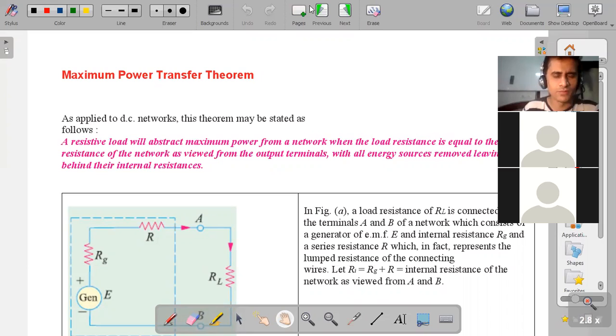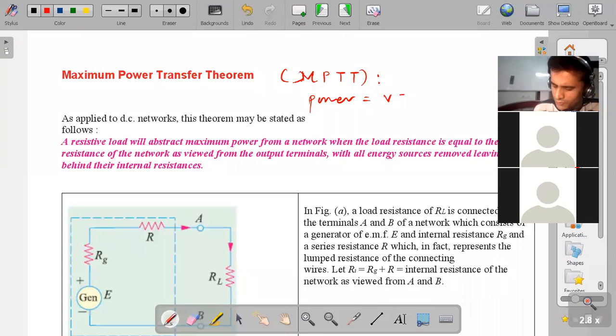Now, maximum power transfer theorem is also known as... Okay. And we know that power is equal to V into I. But what is the Ohm's law?